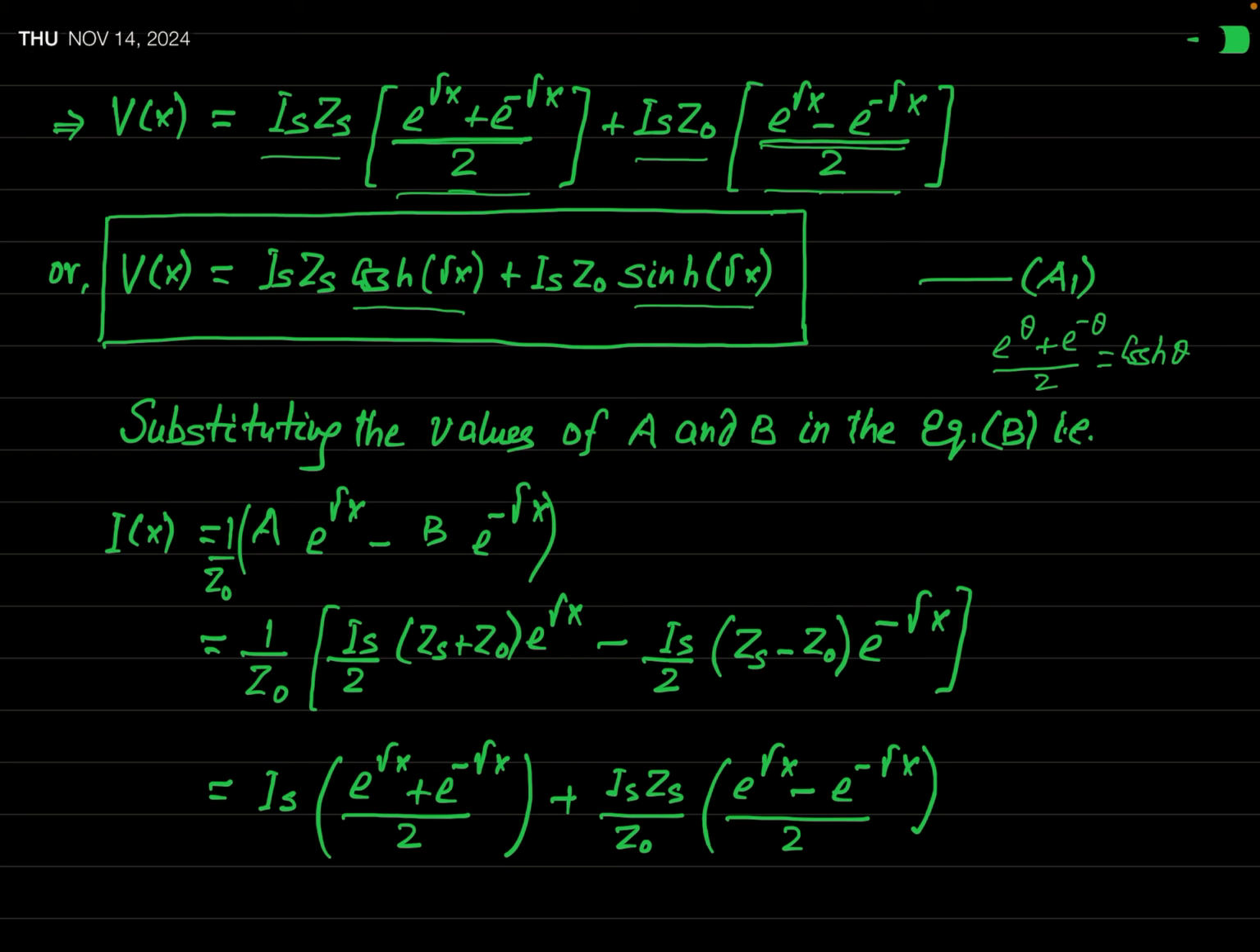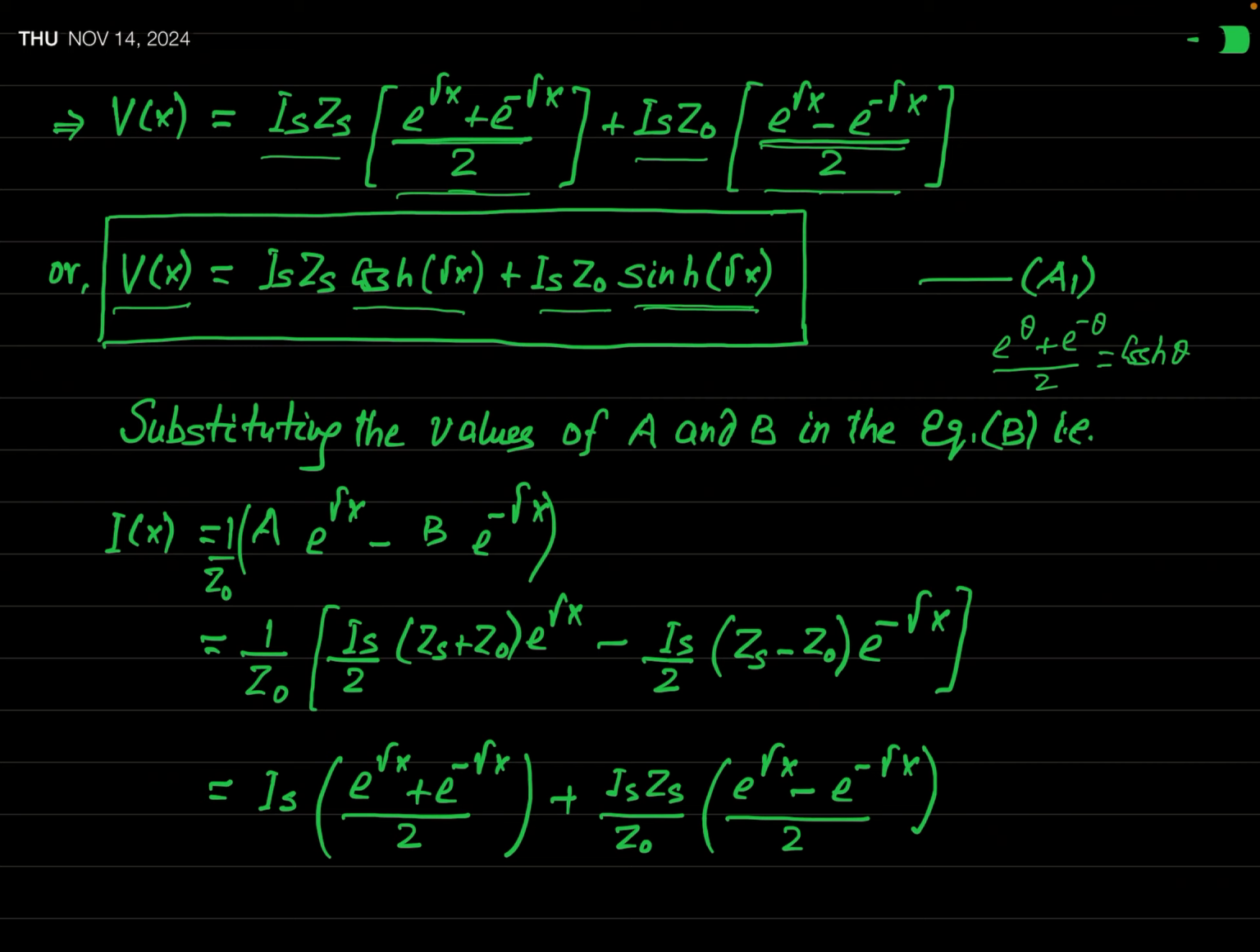So finally you can see that the voltage varies with x in hyperbolic manner. This is given by Is times Zs cos hyperbolic gamma x plus Is times Z naught sin hyperbolic gamma x.